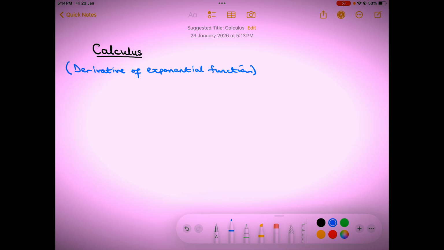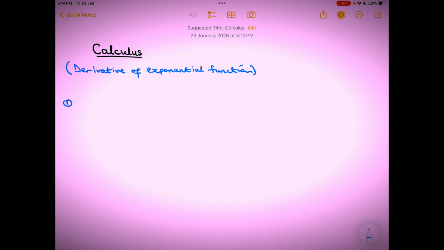Hello guys, in this video we are looking at the derivative of exponential functions. This is a little bit different from the previous one since this one has some trigonometric functions. So now let's get started.